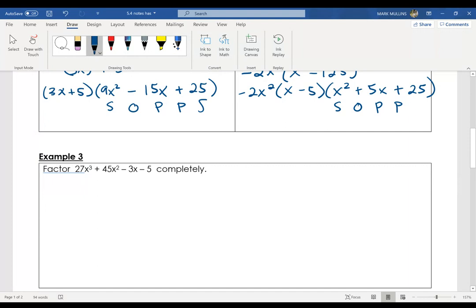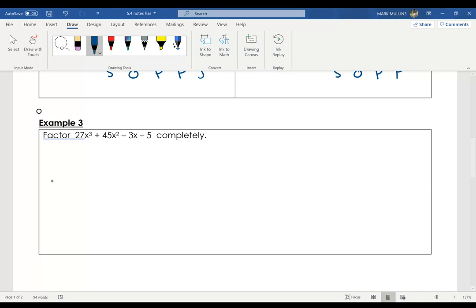So for example 3, I am factoring completely, and there are 1, 2, 3, 4 terms. So definitely going to be factoring by grouping. Factoring by grouping, I could still, I guess, do a greatest common factor, but I don't have one on this one. So I am going to look at what I can factor out of the first two and out of the second two. So out of the first two, I could factor out, I'm thinking 3, but really I could factor out a 9. We always want to factor out as much as possible. And an x squared. So 9x squared, and that would leave me with 3x plus 5.